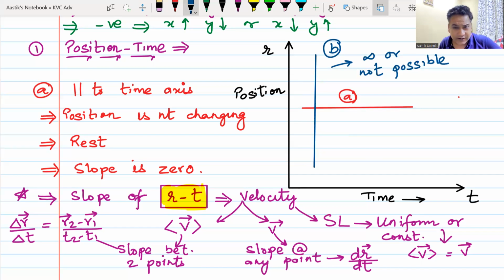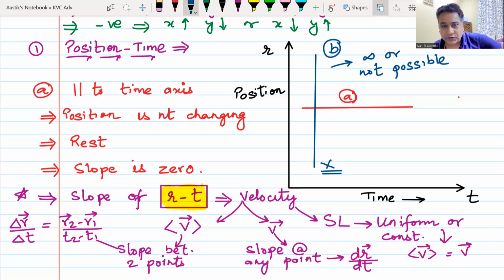So such a type of graph, you can always draw it, but practically this graph is not possible because at one time the particle cannot be at different positions. Here in this graph, at one time, sometimes the particle is here, then at the same time it is here, then at the same time it is here.